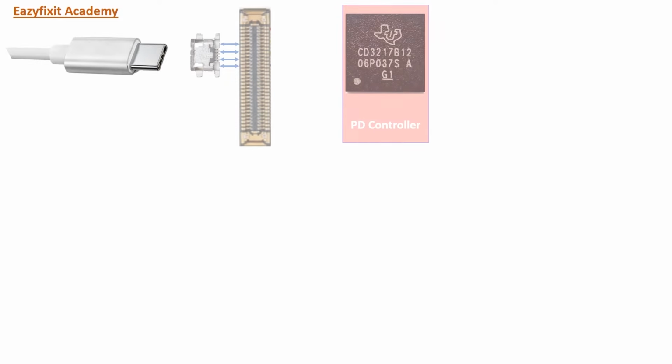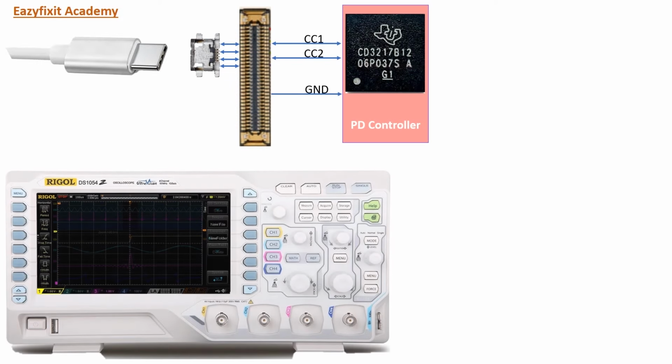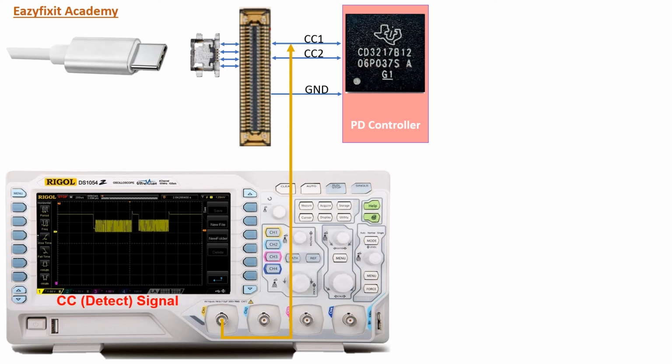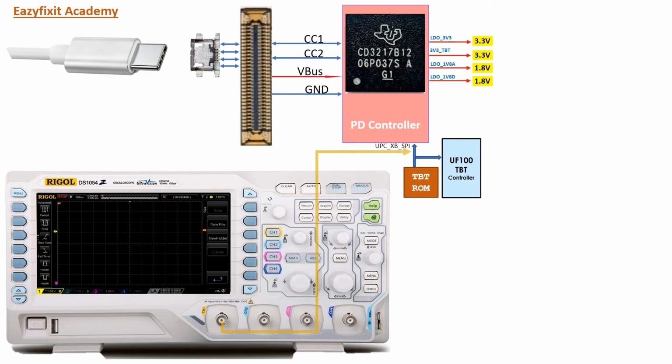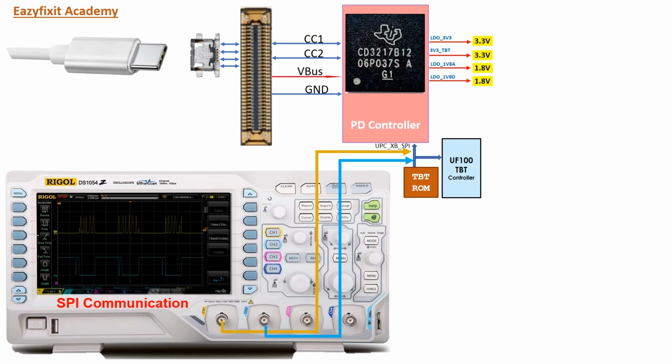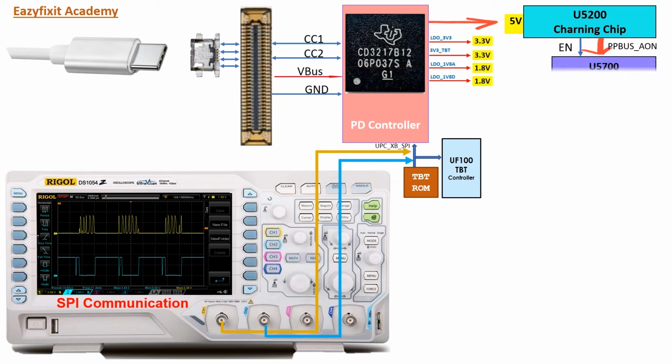And now let me tell you how the Type-C circuit exactly works. As you can see from the charger, firstly the CC pin is communicating. You can see the signal on the oscilloscope, and then the V-bus power goes to the CD, and then the CD releases all the LDOs and the LDOs are present. And then what happens? Let me tell you. Here is the ROM which communicates, and you can see the SPI communications. After that your CD releases 5 volts output and it goes to the charging chip.